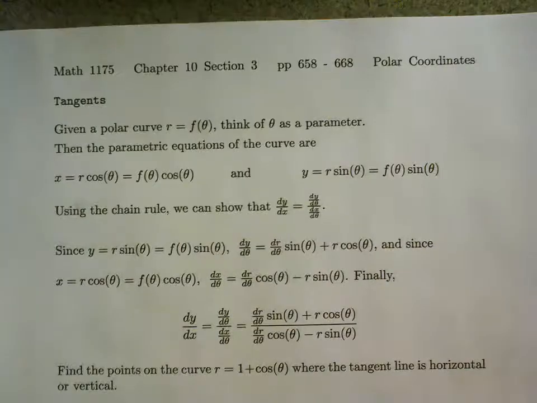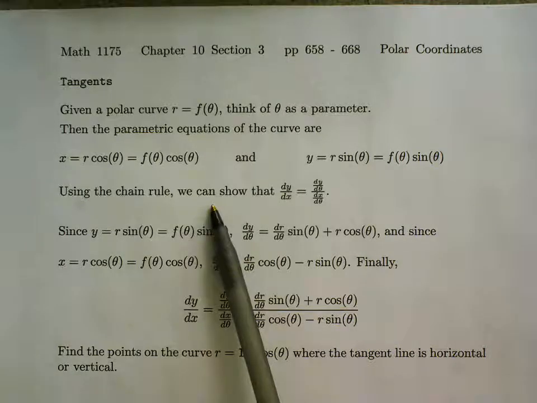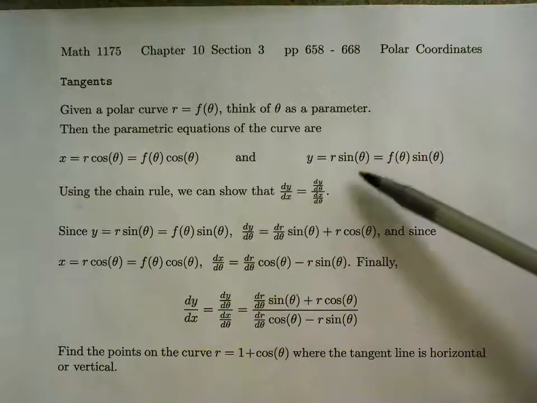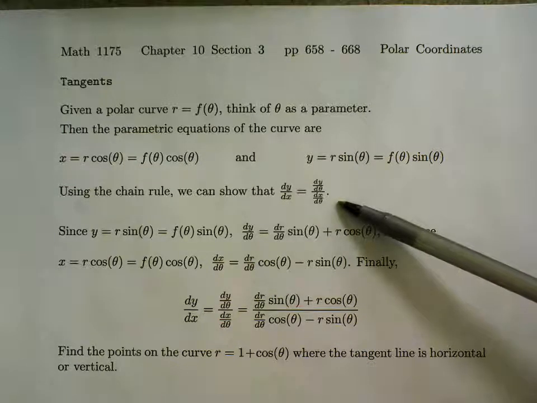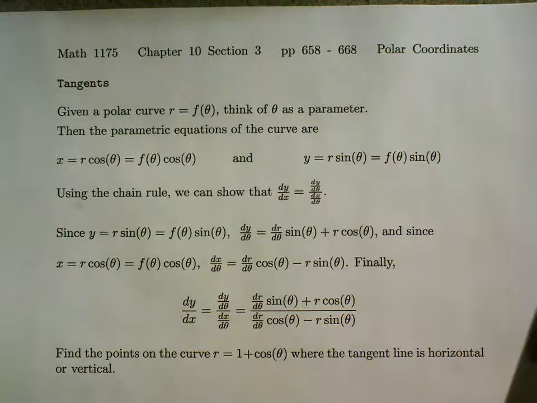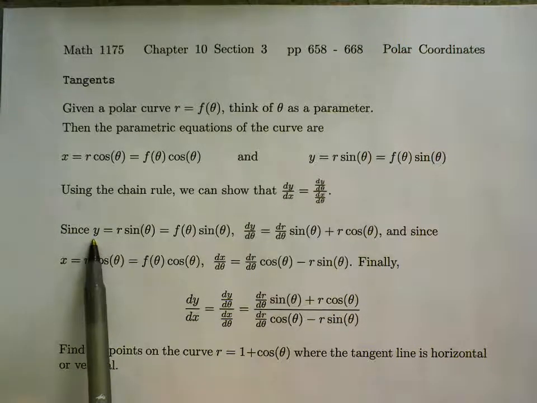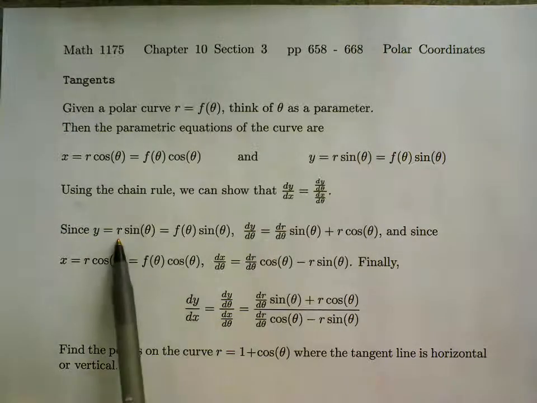Using the chain rule, the same way we did using the parameter t, we can show that the derivative of y with respect to x is the derivative of y with respect to theta in the numerator divided by the derivative of x with respect to theta in the denominator. When we compute the derivative of y with respect to theta, we have to use the product rule because r is also a function of theta.